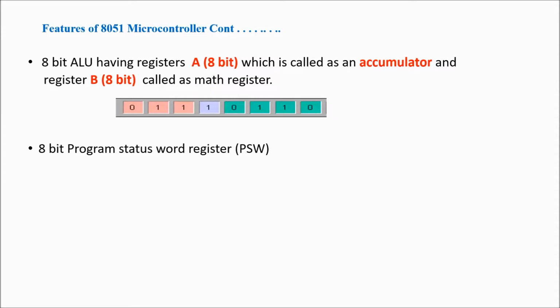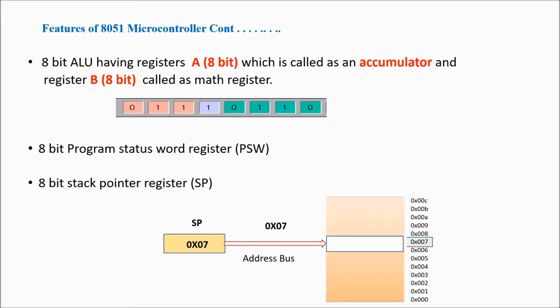The next register is the program status word register, which is called the PSW register. The format of the PSW register will be discussed in the next slides. Then it has a stack pointer register called SP. The stack is a memory area which the user uses to store temporary data. In 8051, the internal RAM memory can be used as stack memory. By default, the stack pointer points to memory location 07H. So by default, 07H is at the top of the stack memory.